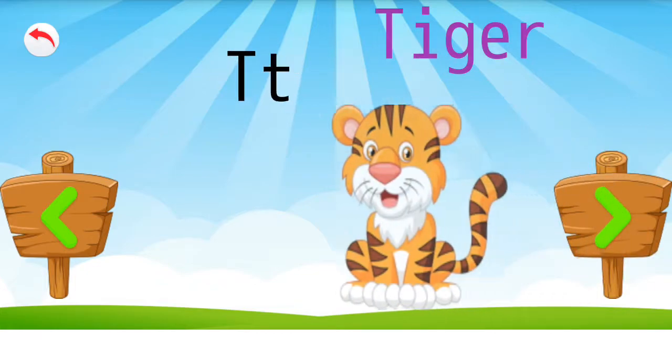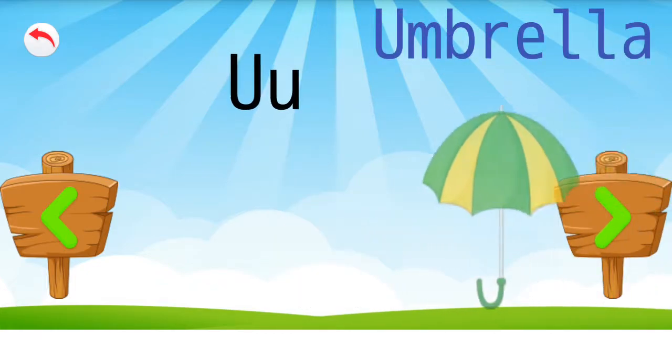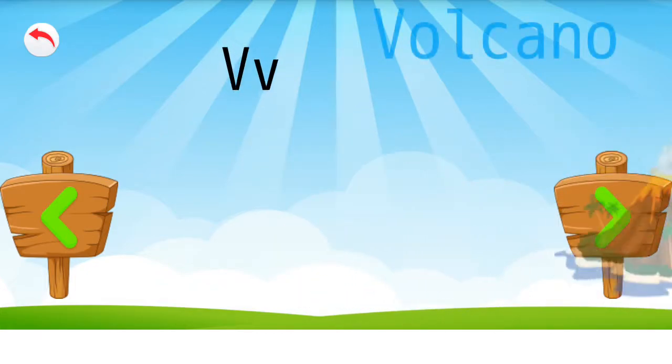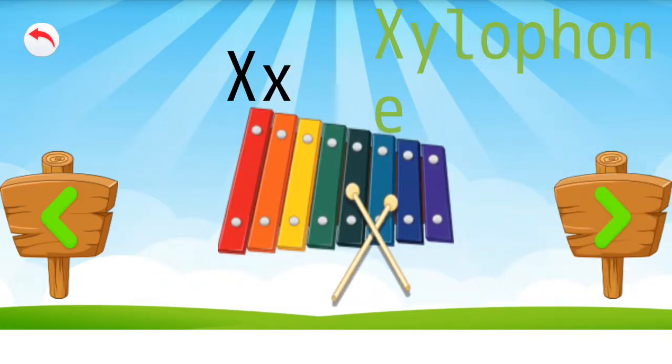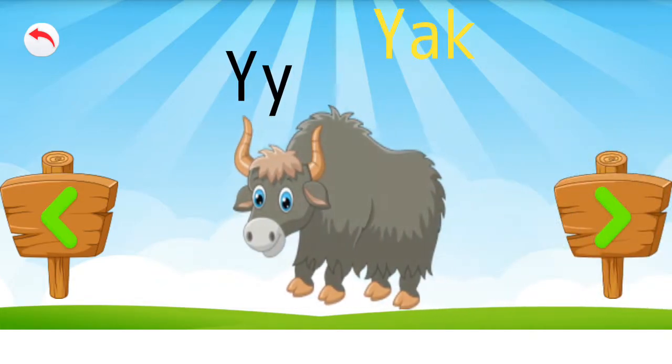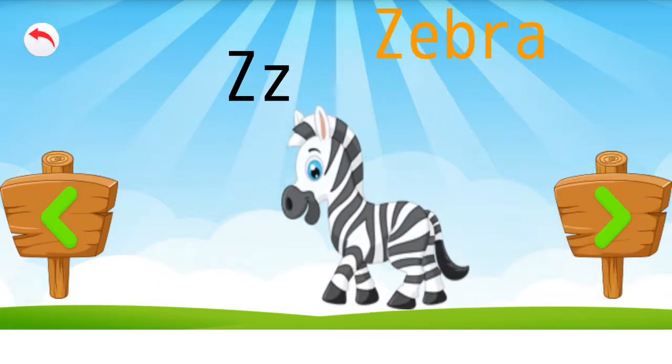T is for tiger. U is for umbrella. V is for volcano. W is for whale. X is for xylophone. Y is for yak. Z is for zebra.